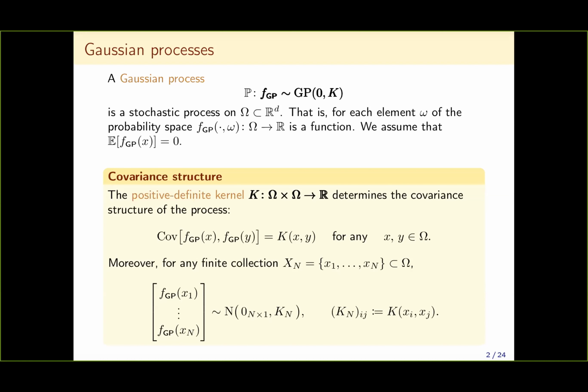In this case, the Gaussian process is uniquely defined by its positive definite covariance kernel K, which is a function that takes two arguments. This defines the covariance structure such that the covariance of the process at any two points is given by the kernel. And from this and Gaussianity of the process, it follows that if you take any finite collection of N points, then the joint distribution of the process values at these points is a zero mean Gaussian with a covariance matrix given by this covariance kernel.